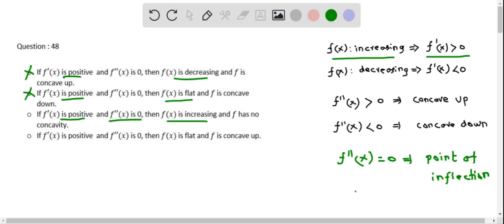Or otherwise we can say that no concavity. So therefore, clearly this option is correct.